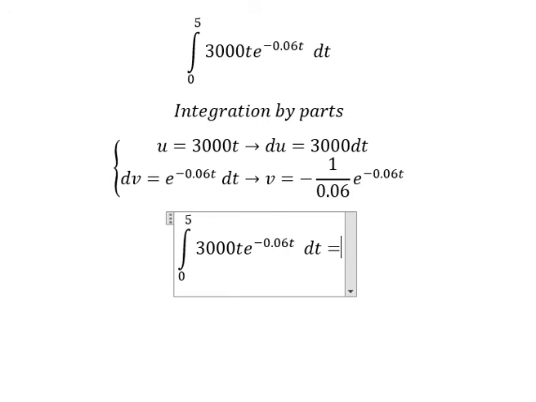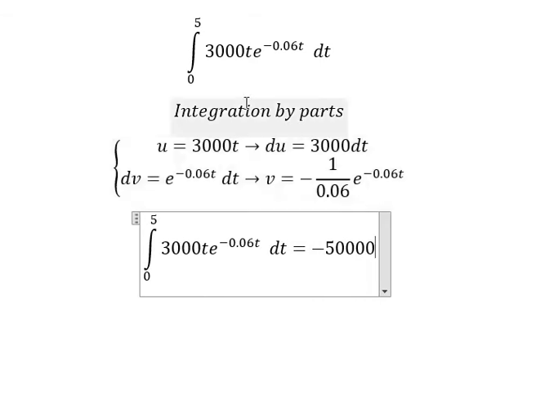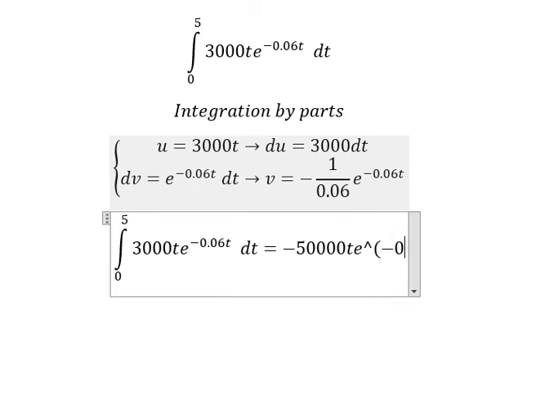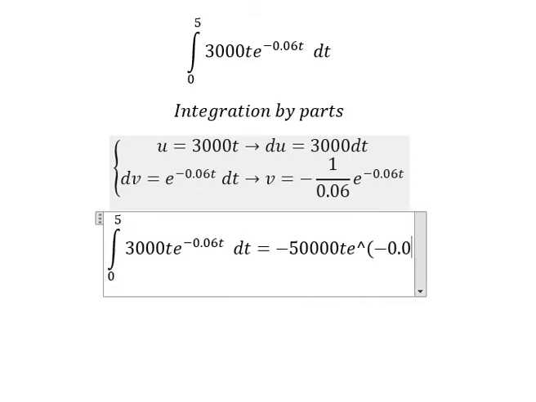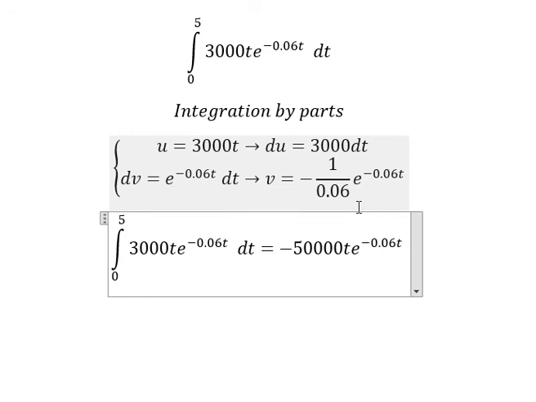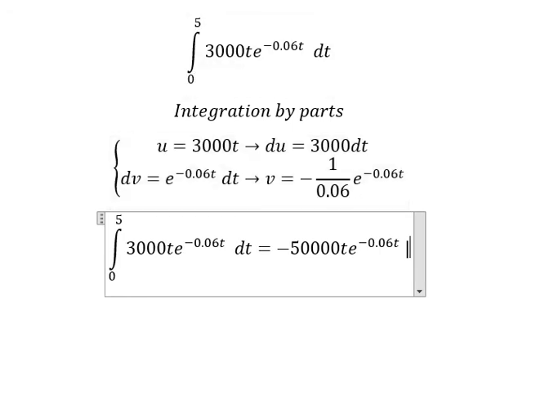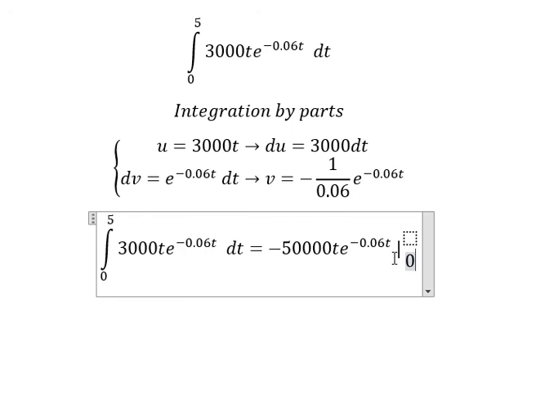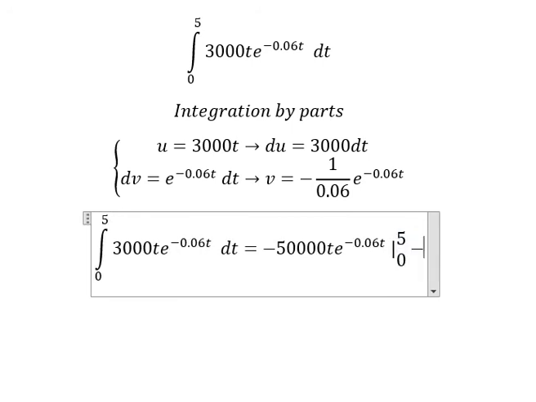So we have u multiplied by v, so we have 3000 multiplied by negative 1 over 0.06, and we have 50,000 with the negative sign here, and we have t e to the power of negative 0.06t, and we need to put the bounds from 0 to 5. And we have the negative sign here.